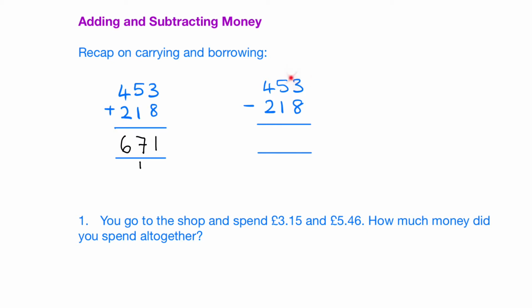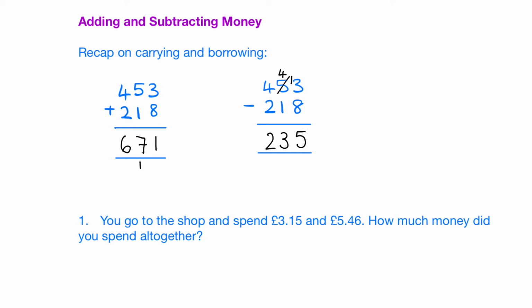So 3 needs to go to his next door neighbour and see if he can borrow 1, okay? So we're going to borrow 1 from 5. So they've now got 4, and we're going to stick that 1 that we've borrowed right in front of the 3. So what we've got now is 13 take away 8, which we can do, and that's 5. Then on to the next column, 4 take away 1. Well, that's fine. If we've got 4, we can take away 1, and we're left with 3. And then we've got 4 take away 2 is 2, and so that's the answer to that question.